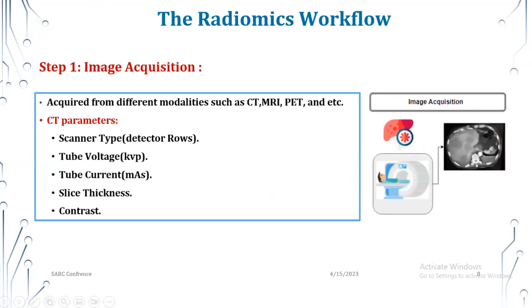For example, the image acquisition can be done from different modalities such as CT scan, MRI, PET scan, and there are many CT parameters that can be used for acquiring the image, such as the scan type, detector rows, tube voltage, tube current, slice thickness, and contrast.